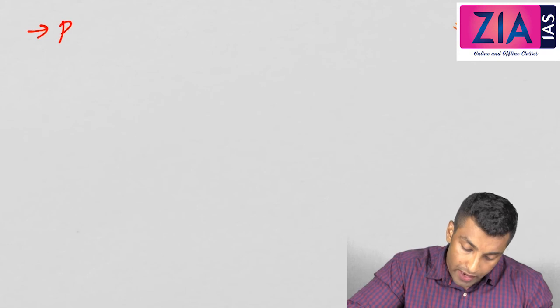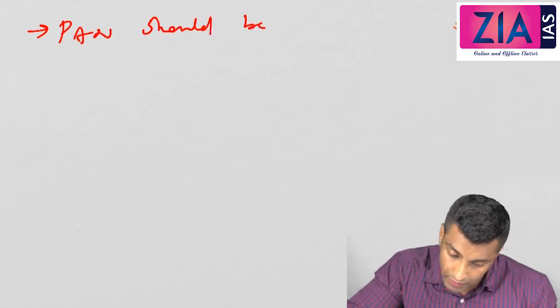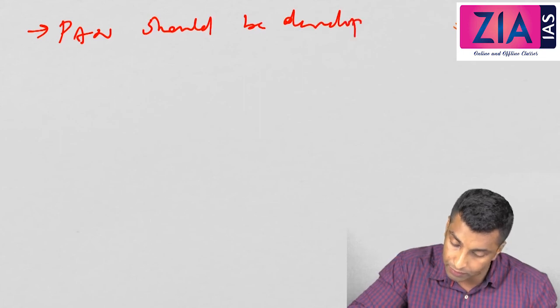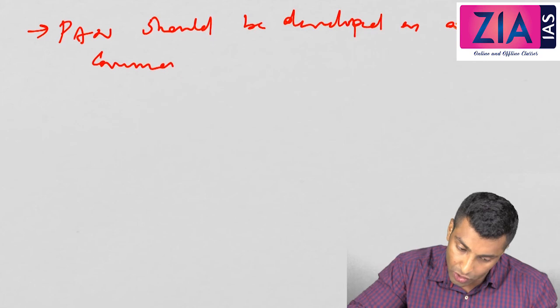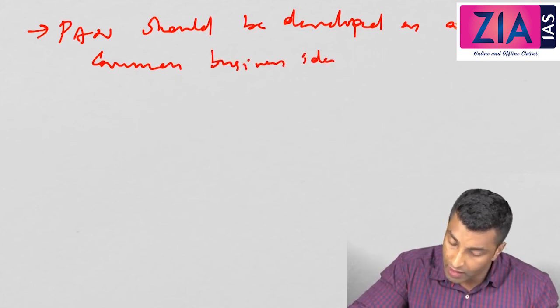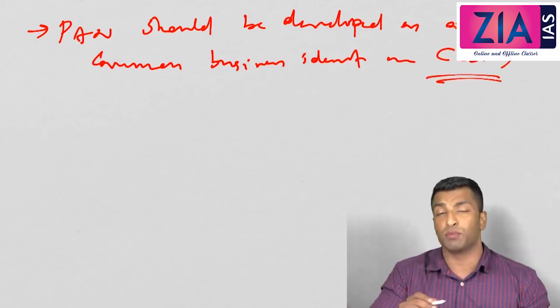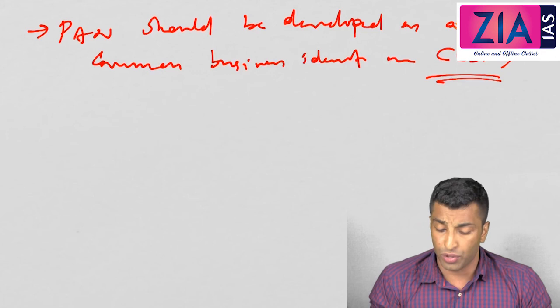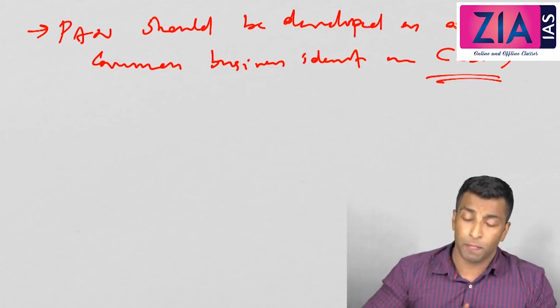Next point, permanent account number, that is PAN, should be developed as a common business identification number, CBIN. Now the government is moving after Aadhaar, so you don't want too many identification numbers, okay? So not relevant here.